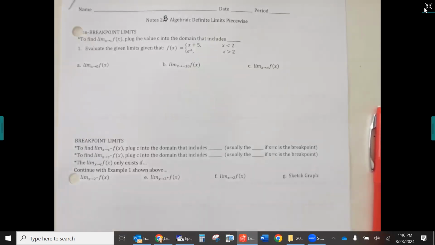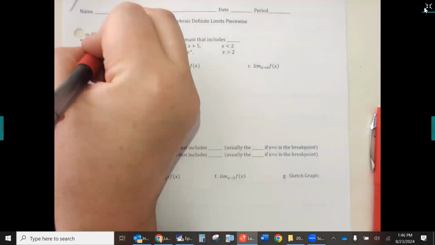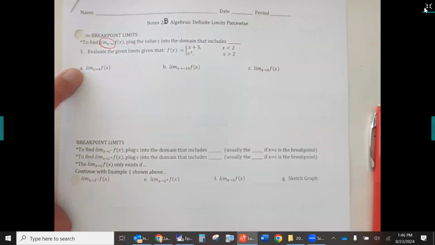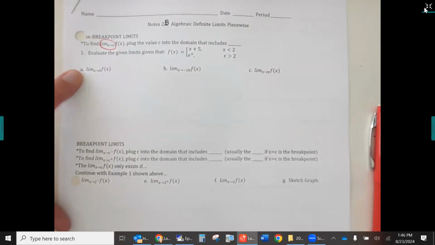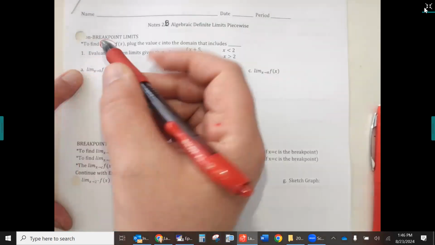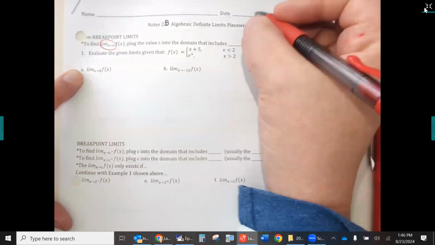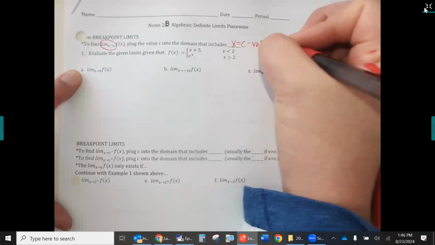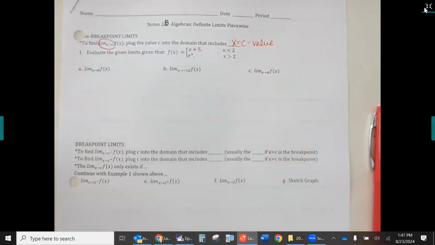You are going to check what number your x is approaching, and you are going to plug that x into the piece of the piecewise equation that that domain would include. Okay, so I'm going to put here, to find x approaching c, you're going to plug c into where it includes your c value. Let me explain what I mean by that.